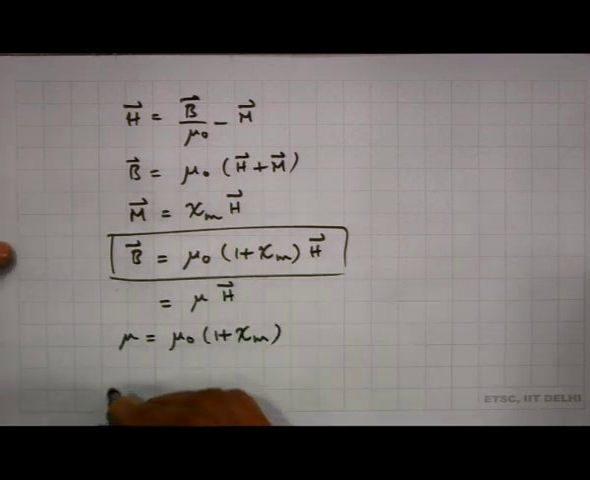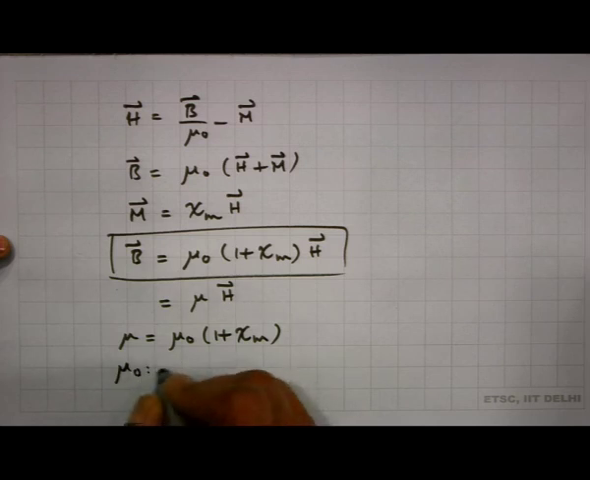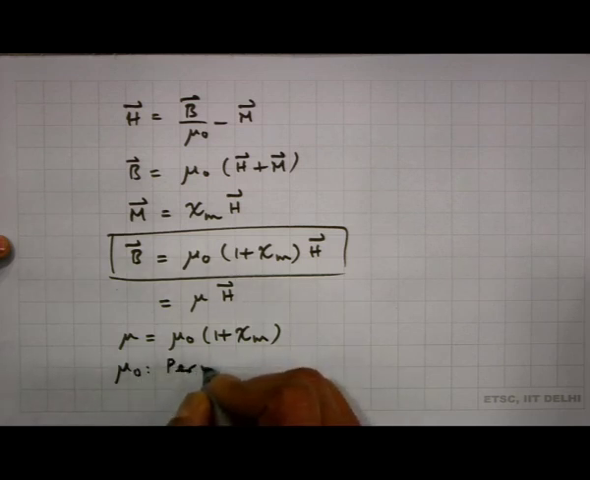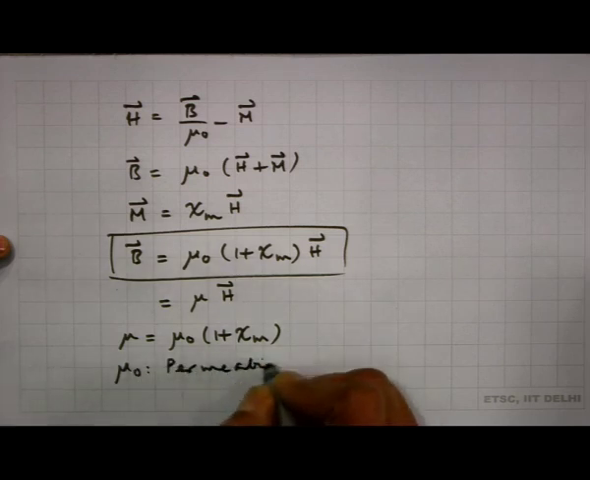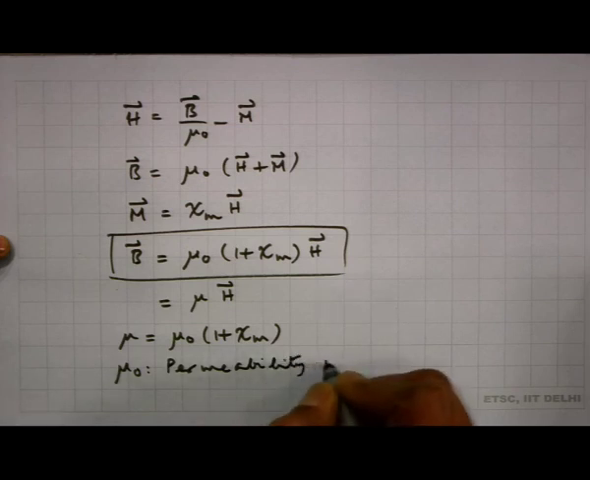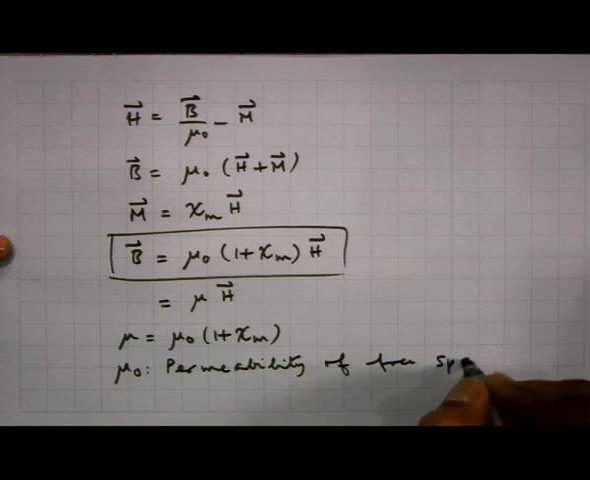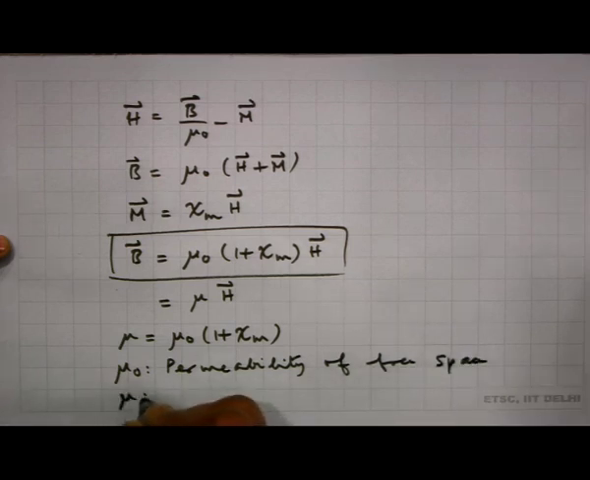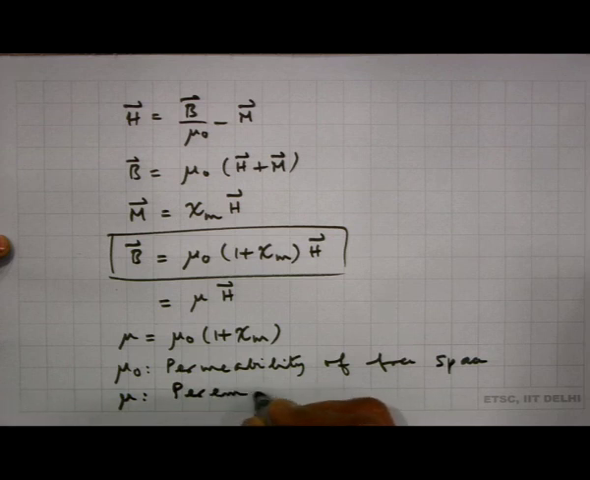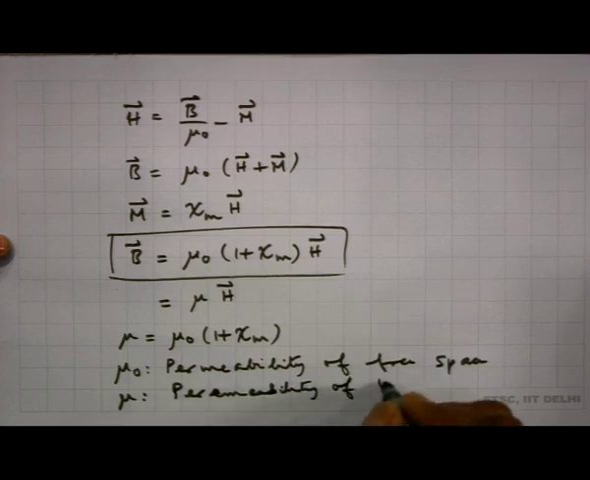Now, what is mu naught? We have introduced it a long time back. Mu naught is the permeability of free space, and mu is called the permeability of the medium.